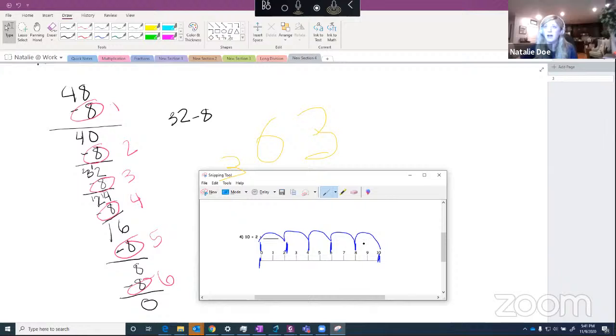Once you do that, you count how many sections you jumped, okay? So here we've got 1 section, 2 sections, 3, 4, 5. So that's how we know, using the number line with repeated subtraction, that 10 divided by 2 is 5.